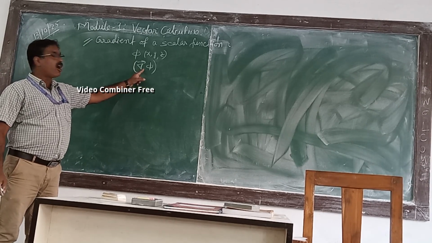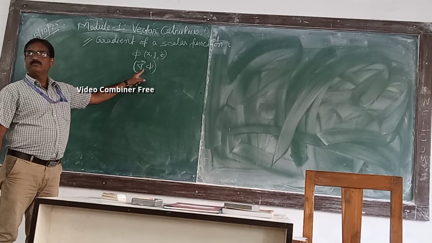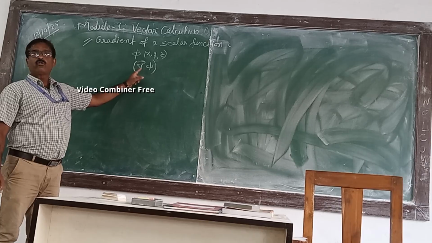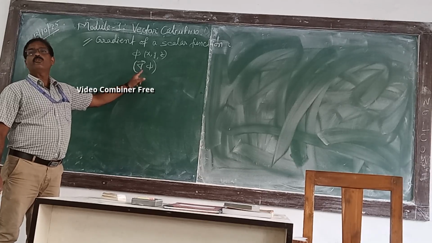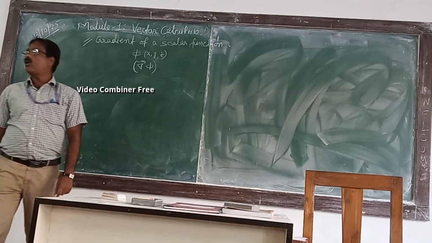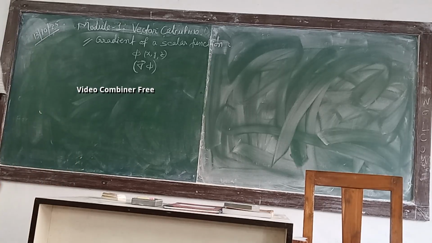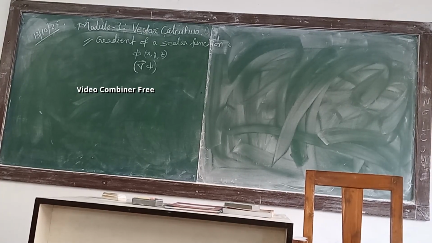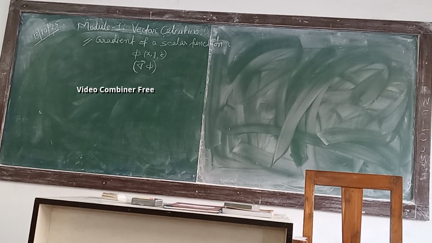Now here we don't put any dot or cross. Why? Because phi is a scalar quantity. Dot product is between two vectors. Cross product is also between two vectors. If one is a vector and one is a scalar, then we don't put a dot or cross. It is only the operator. Okay, grad phi. This is called grad phi or gradient of phi, the gradient of a scalar.